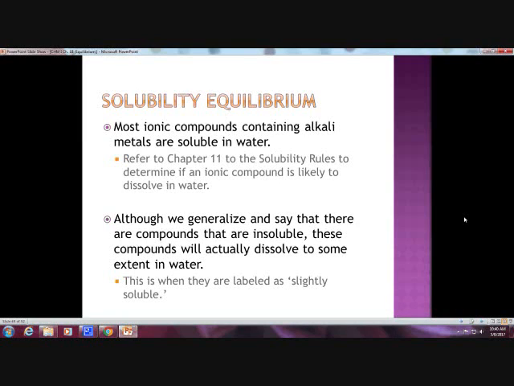Although we generalize and say that these compounds are insoluble when they don't dissolve, they can actually dissolve a little bit, and that's why they say that they're slightly soluble. Back in chapter 11, if you looked at those notes, it would say that for you.